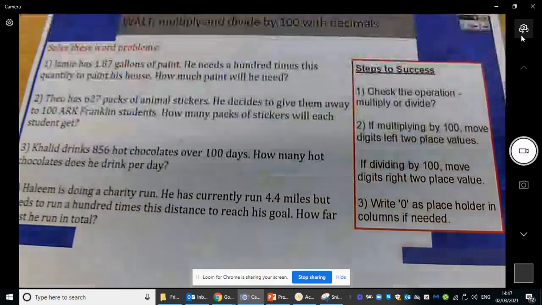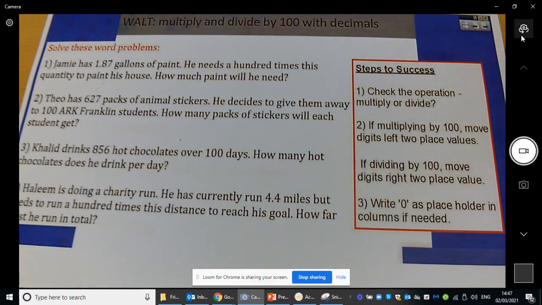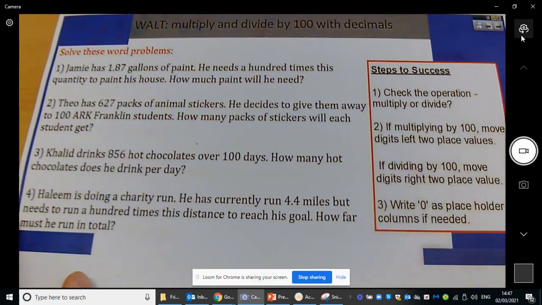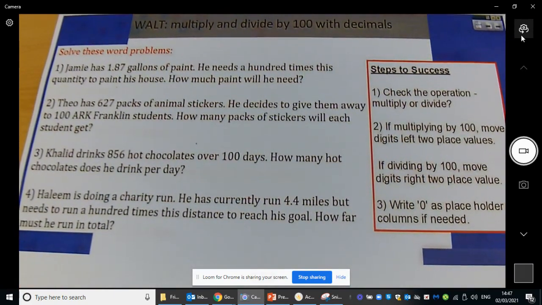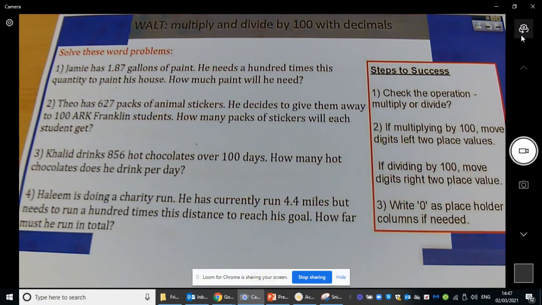Right, your next job, folks. In front of you, you have 4 word problems. Can you see if you can figure those out? Firstly, work out if they're multiply or divide, and follow the steps over there. Off you go.